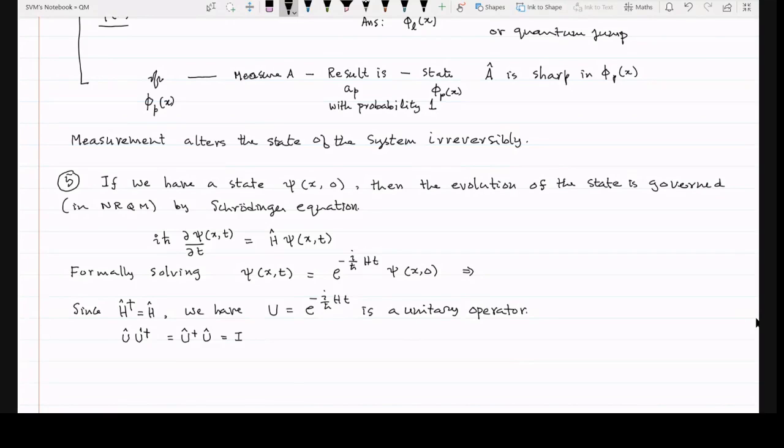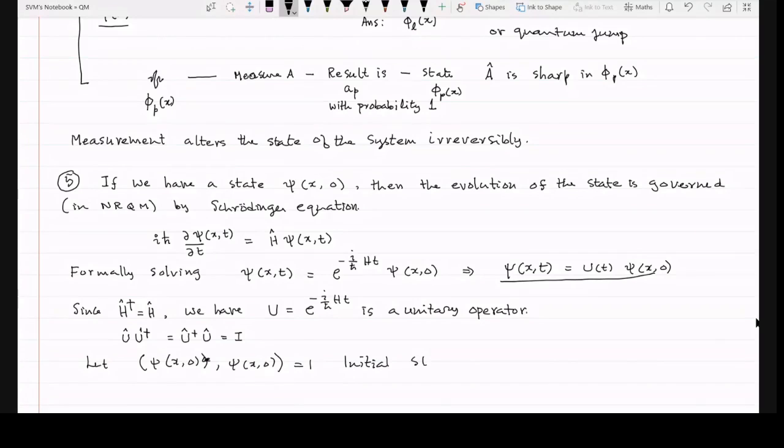That is called a unitary operator. Now suppose you write this psi of x comma t to be some U of t into psi of x comma 0. Okay, so let us say that the initial state, psi of x comma 0, has norm 1. That means it is normalized. Initial state is normalized.